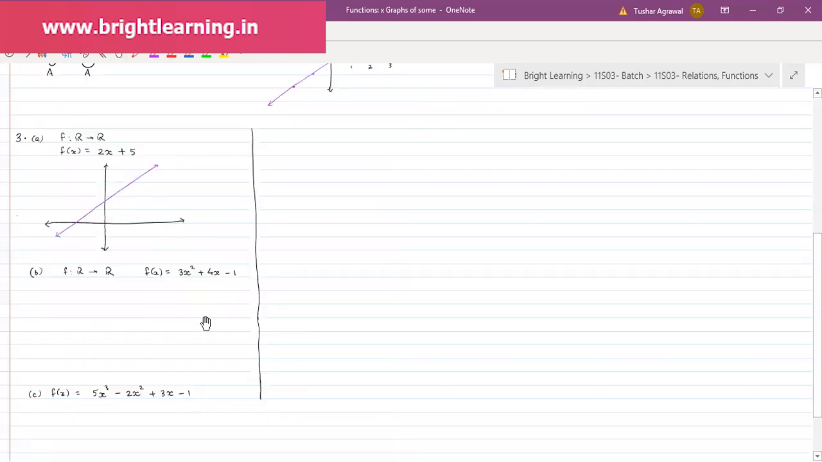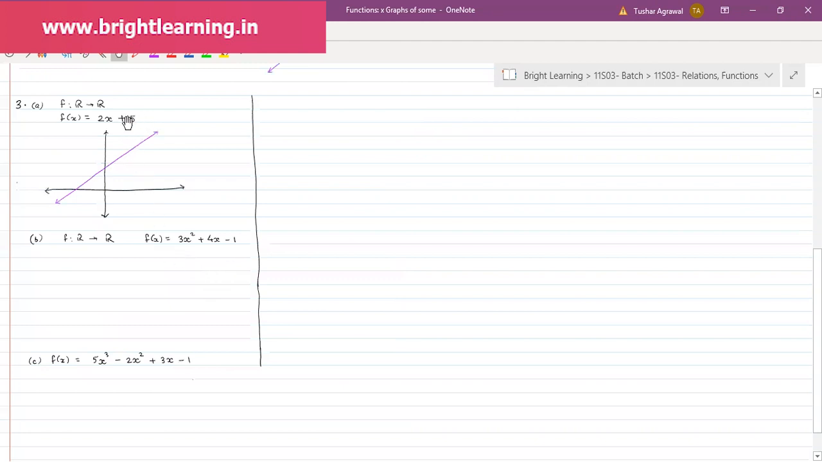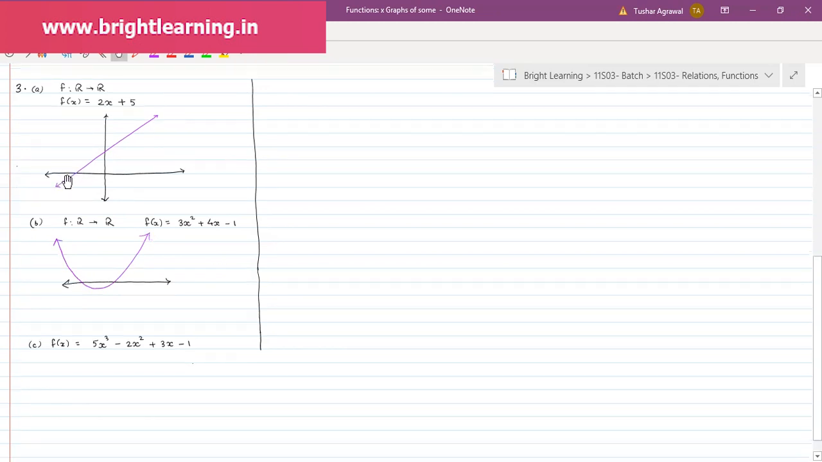What I want to highlight here is how the graph of a polynomial expression depends on its leading coefficient. For linear it's a straight line. For quadratic we have already seen, the graph takes a single turn. Okay, it's a straight line here. Then for quadratic it takes a single turn.